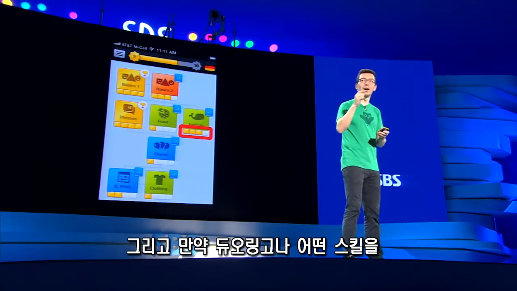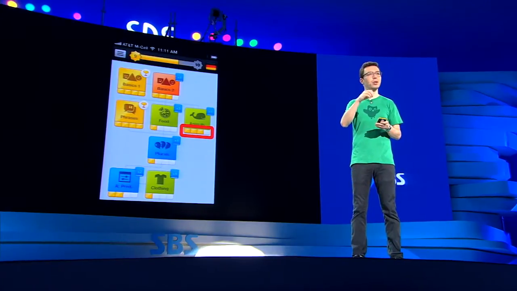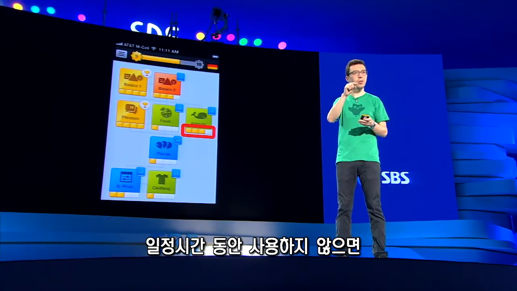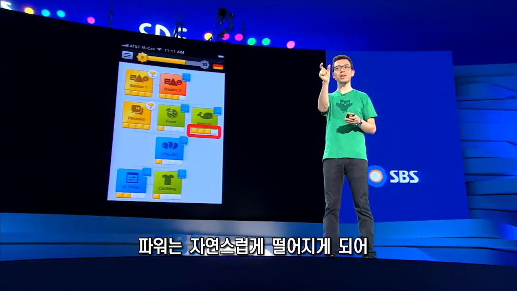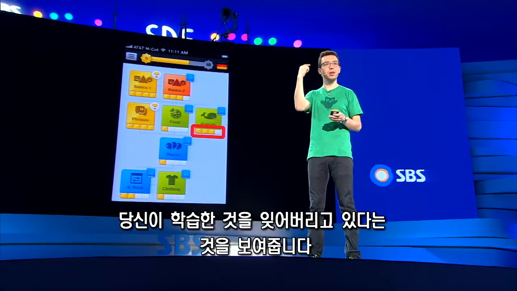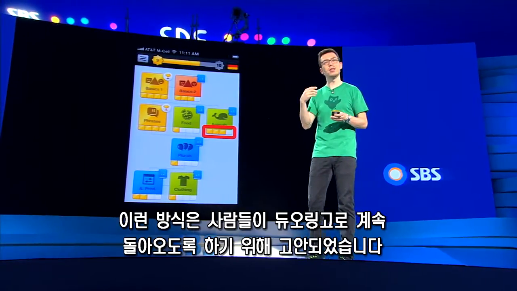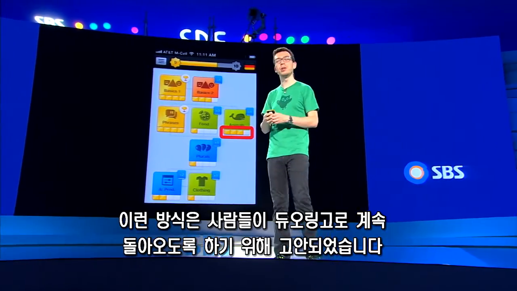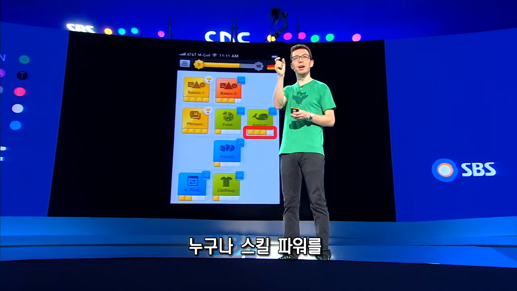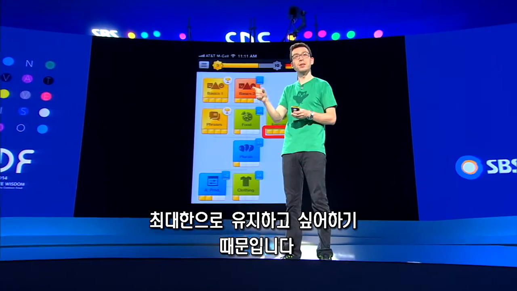And also, if you don't use Duolingo for a while, or you don't use that skill for a while, then the strength bar naturally decays to model the fact that you're forgetting things. This is something that gets people to come back often to Duolingo, because everybody wants to keep their strength bar as full as possible for every one of the skills.